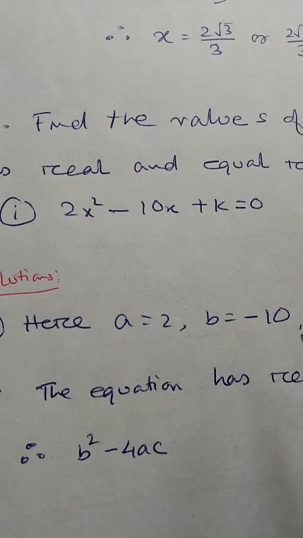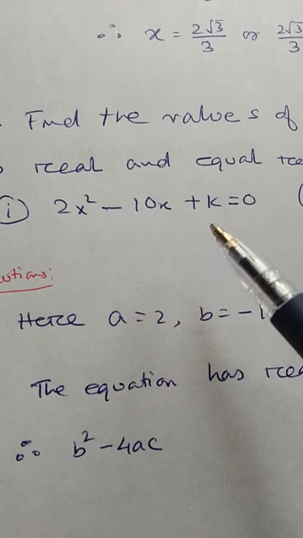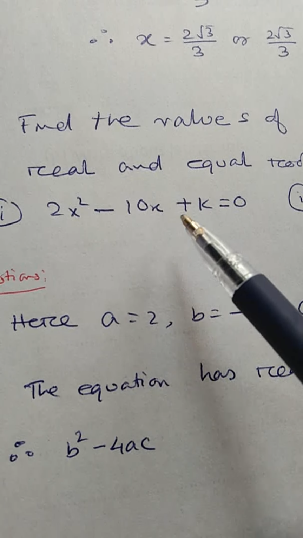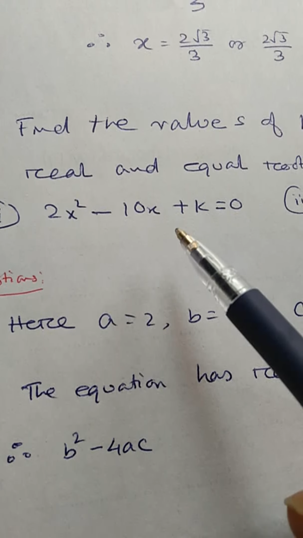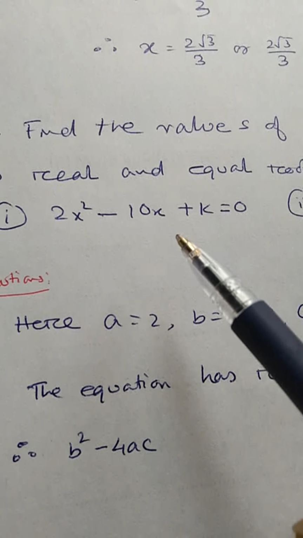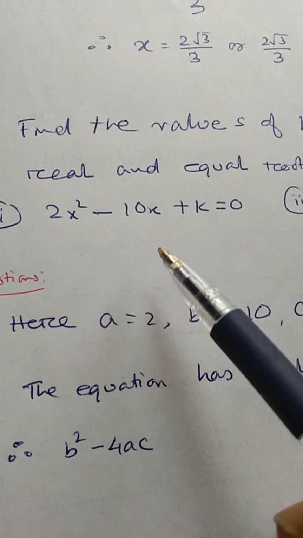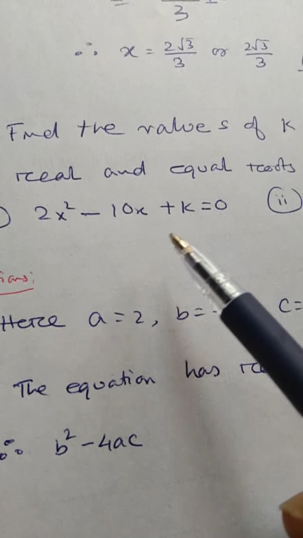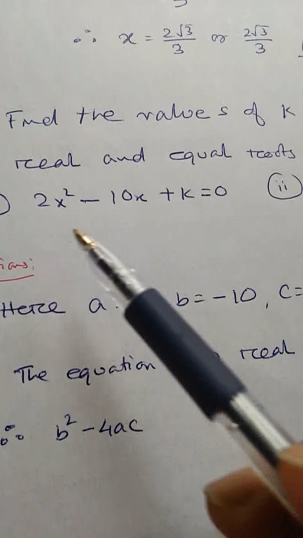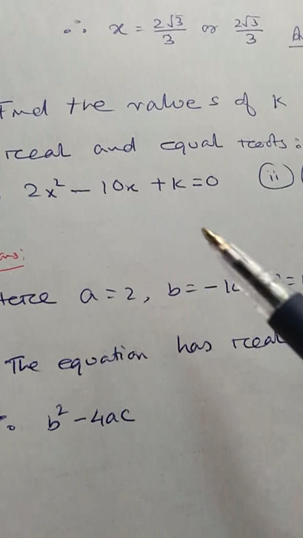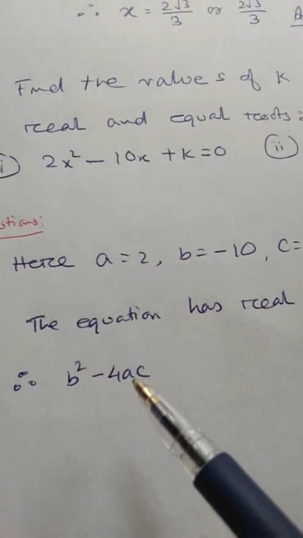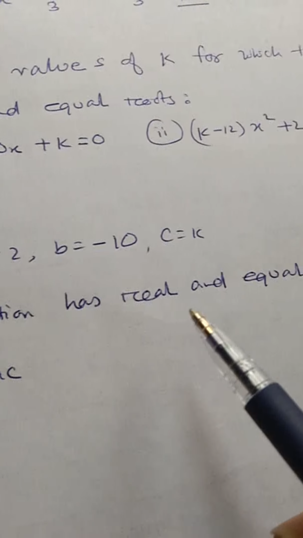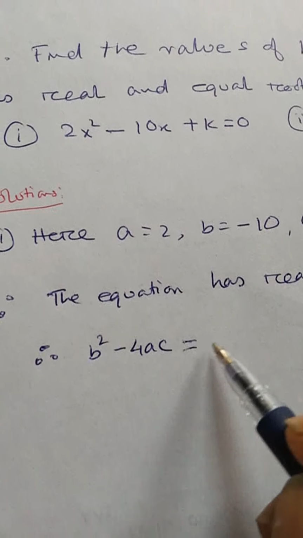In the next question, a quadratic equation is given where we have to find the value of the unknown k such that this quadratic equation has real and equal roots. Now, since the equation has real and equal roots, the discriminant must be equal to 0. Using this condition, we can find the value of k. So here a is 2, b is minus 10 and c is k. Then discriminant, that is b square minus 4ac. Since the equation has real and equal roots, this will be equal to 0.